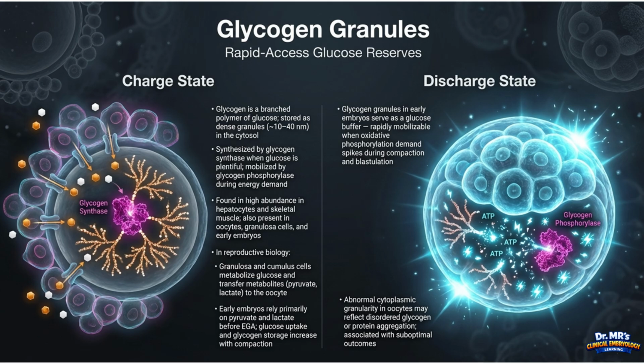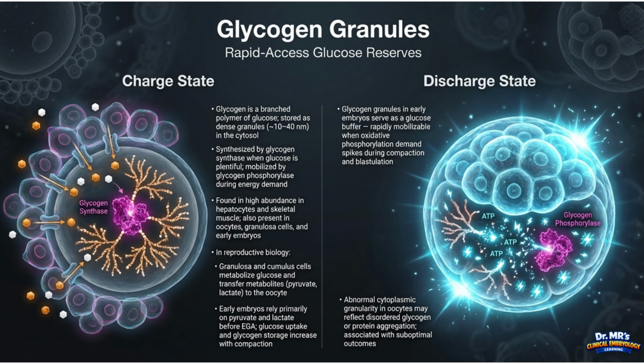The oocyte is not well equipped to metabolize glucose directly at early stages, and the surrounding cells perform this conversion on its behalf. As development progresses, specifically as the embryo undergoes compaction at around the 8-cell stage, and then proceeds to blastulation, glucose uptake by the embryo itself increases substantially, and glycogen storage becomes more important as a rapidly mobilizable buffer.